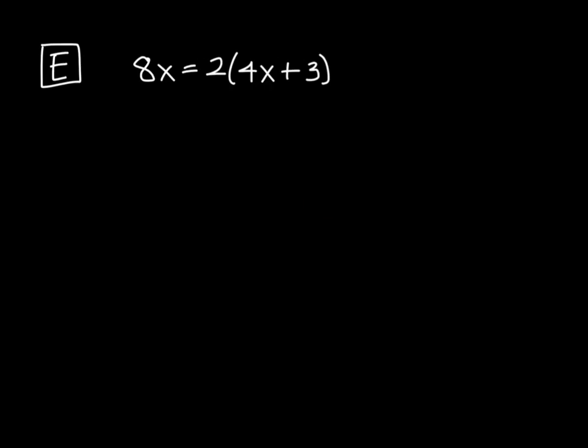All right, example E here. Again, getting back to parentheses, so we're going to need to distribute. So the left side stays the same. 2 times 4 is 8x. 2 times 3 is plus 6. Now I have x's on both sides, so I just need to get my x terms together. And to do that, I'm going to subtract.